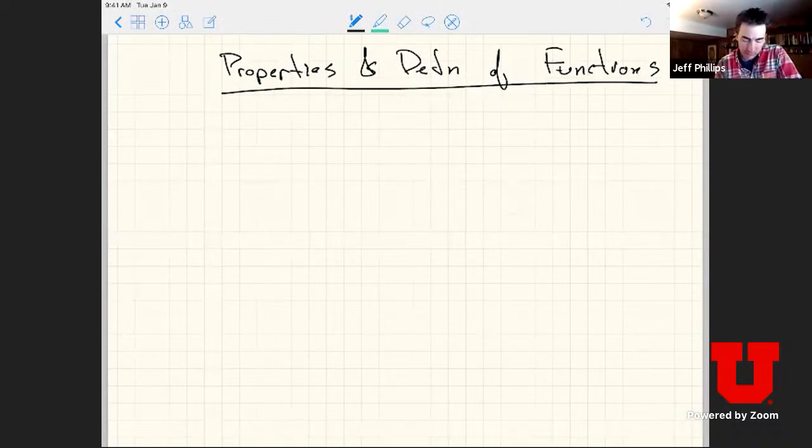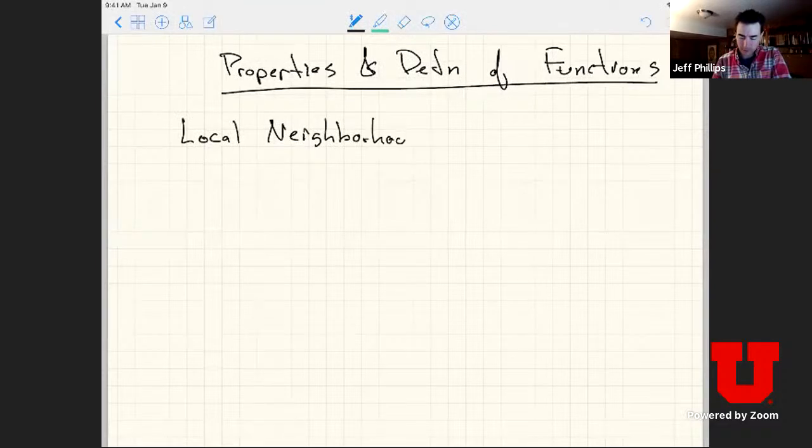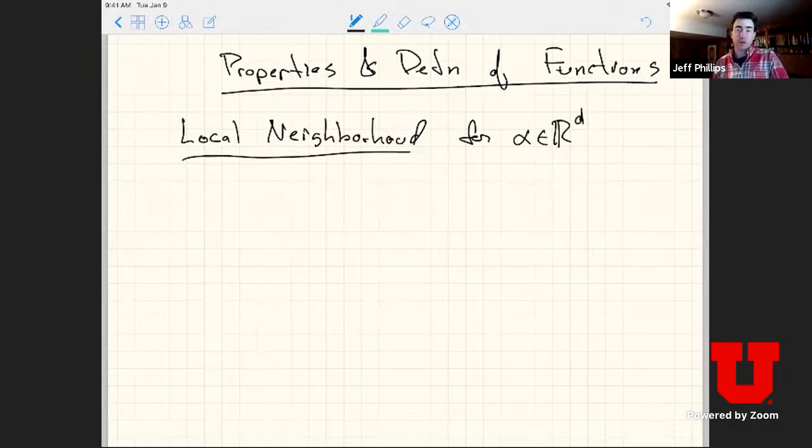So the first thing we need in order to do this is the idea of a local neighborhood. For some alpha in R^d, the local neighborhood is going to be a subset of R^d around alpha, and there are a bunch of ways you can define it.